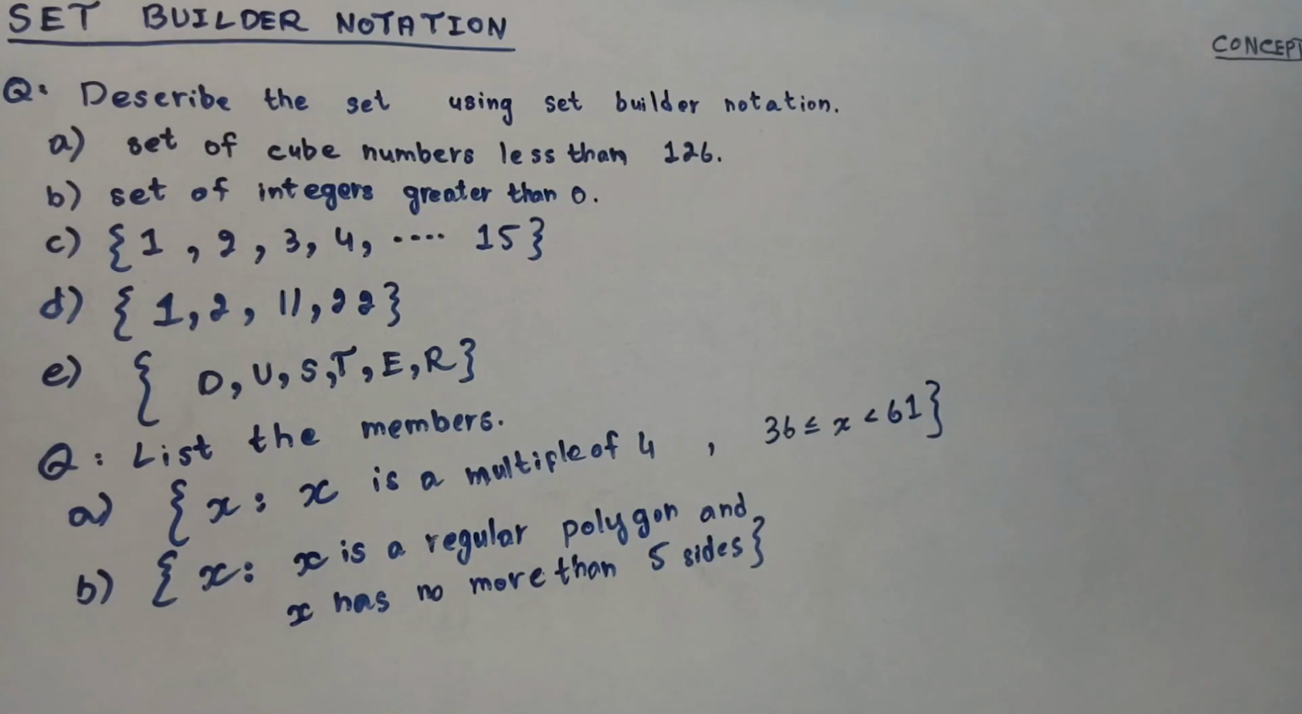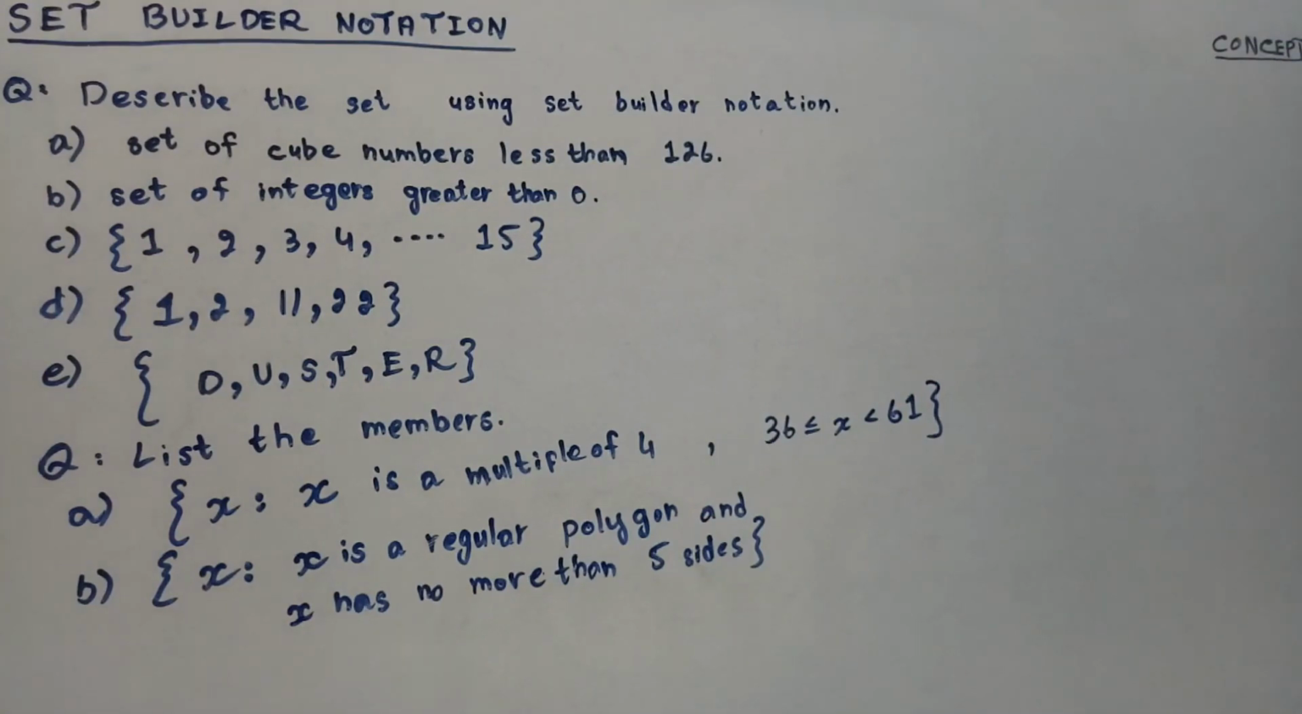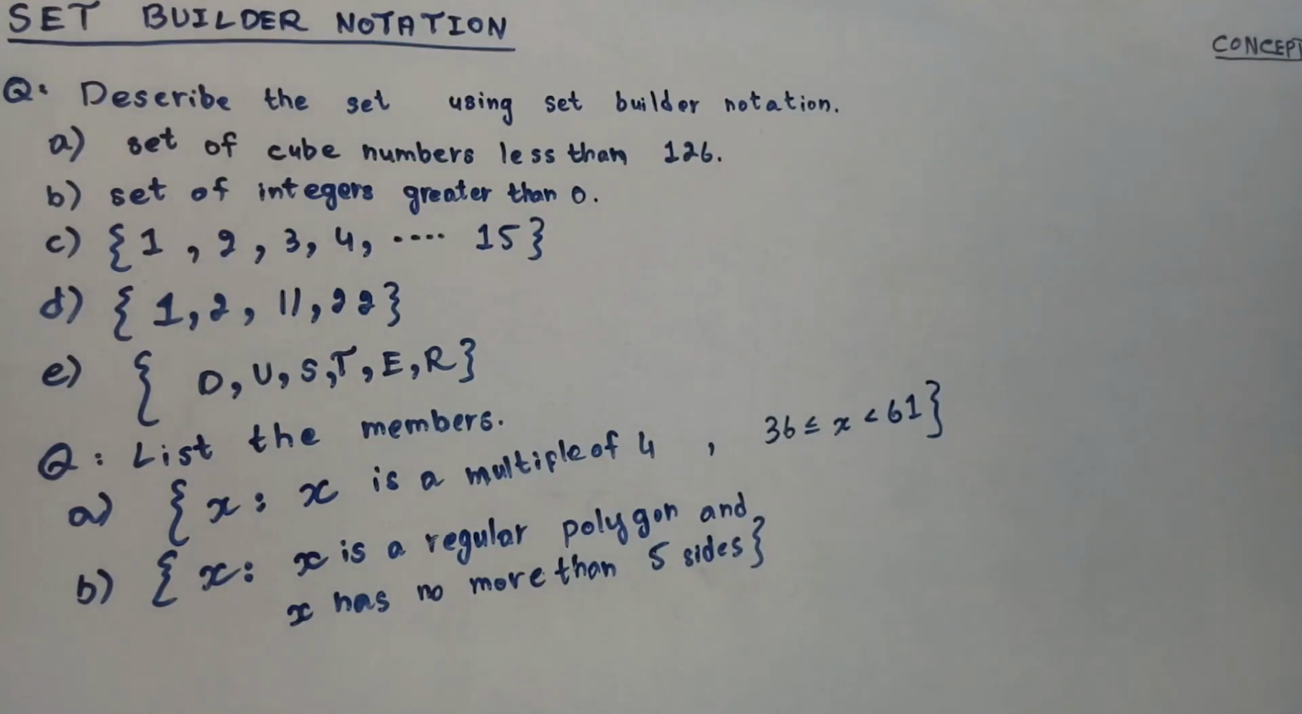Actually, it is a type of describing a set. In the previous videos, we have seen how to describe a set in descriptive form, or we can say in words. It is called descriptive form. Now here we will describe a set using set builder notation. As you can see in the first two parts, we have described the set in descriptive form, in words. So what is a set builder notation?